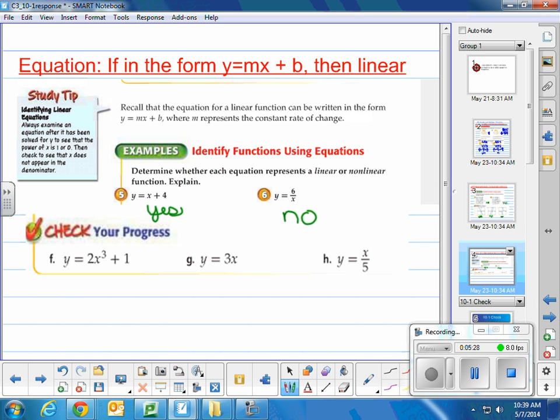Take a minute to look at the last three examples. See if you can identify which of those are linear. Right, the first example is not linear. It's not linear because of that exponent right there. If you have an exponent that's greater than 1 or 0, it is not going to be linear. That's going to give you one of those curvy lines.